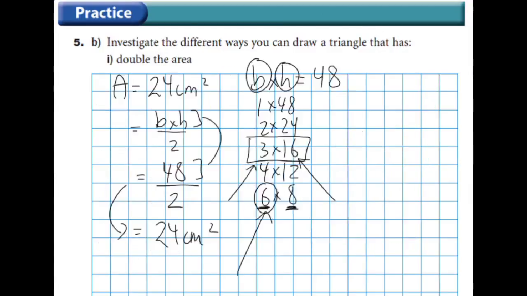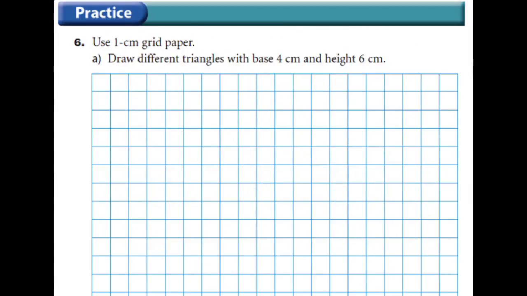Let's move on to number 6. Use 1 centimeter grid paper. Draw different triangles with base 4 and height 6. So I'm going to do some different colored triangles here, and we did this with parallelograms. Base 4, here's base 4, and I will draw my height. My height is going to be from here, 2, 3, 4, 5, 6. There's my height marker, and I'm going to simply draw a line parallel to my base.